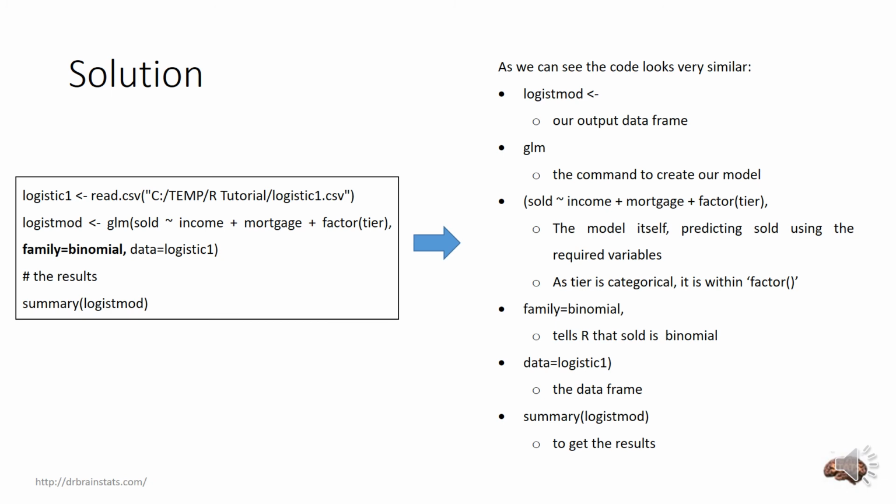As our solution, as we can see again, the code looks very similar. Logistic mod, we've got our GLM code, we've got our equation. The only difference here is the word family equals binomial. This tells R that sold is binomial. And again, we use a summary to get our results.